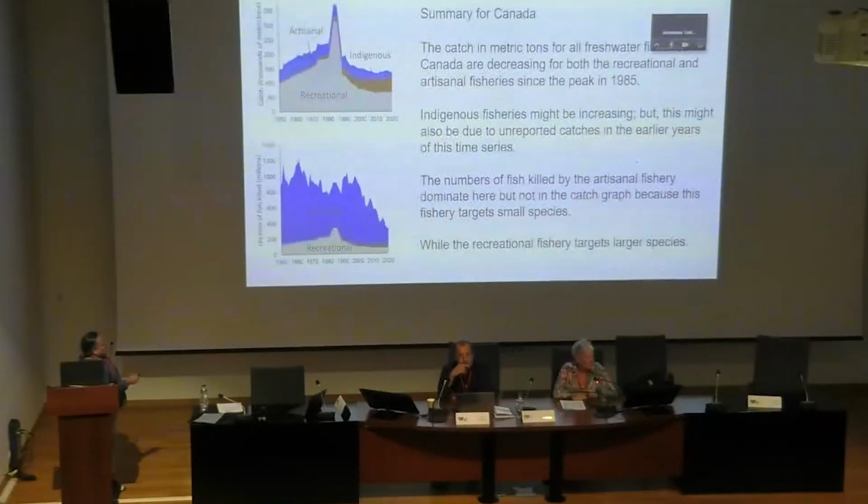Now, why is this important? It's important because you can see the artisanal fishery here makes up a big part of the fishery in numbers of fish killed, but not so in weight. It's because the artisanal fishery is targeting smaller species. The recreational fishery is actually targeting large species. And it's the recreational fishery that pushed the extirpation of some of the lake sturgeon and lake trout populations in some of the provinces of Canada.